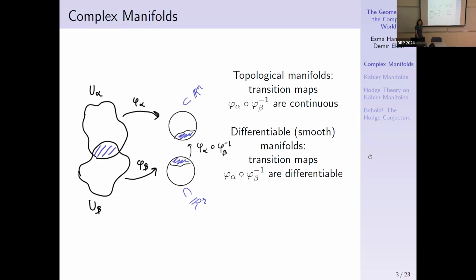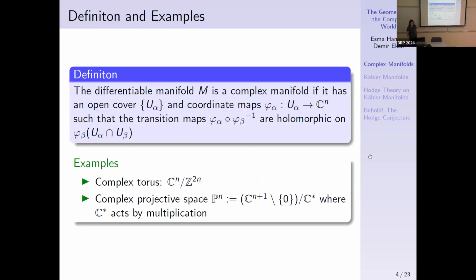Before I give the definition of complex manifolds, I will briefly discuss topological manifolds and differentiable manifolds. A topological manifold has an open cover of your set, and coordinate maps from U alpha to R^n if you have a real manifold, and you want your transition functions to be continuous. In differentiable manifolds, you want them to be differentiable. The definition of complex manifolds is not really that different: this time the transition functions are holomorphic, which means complex differentiable.